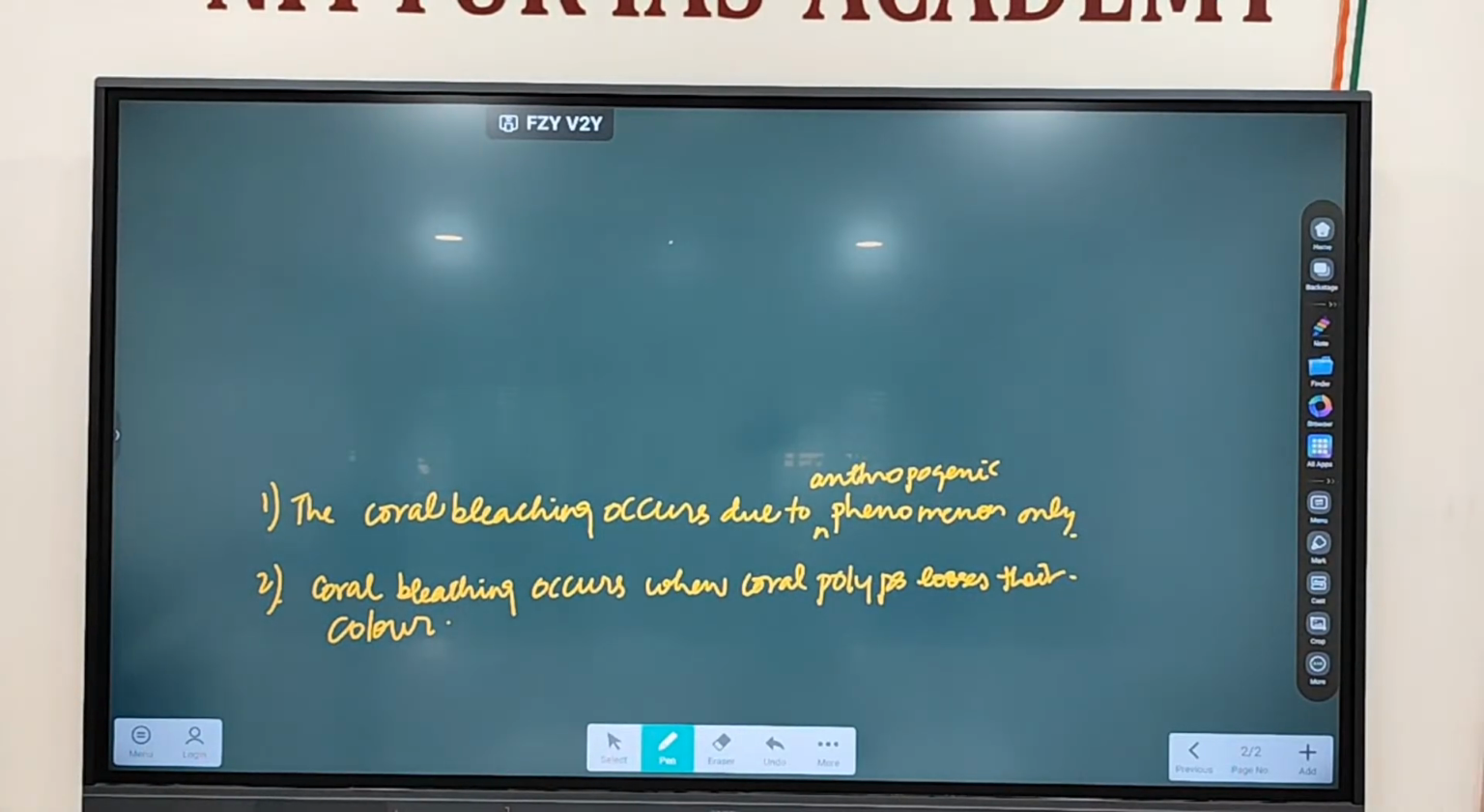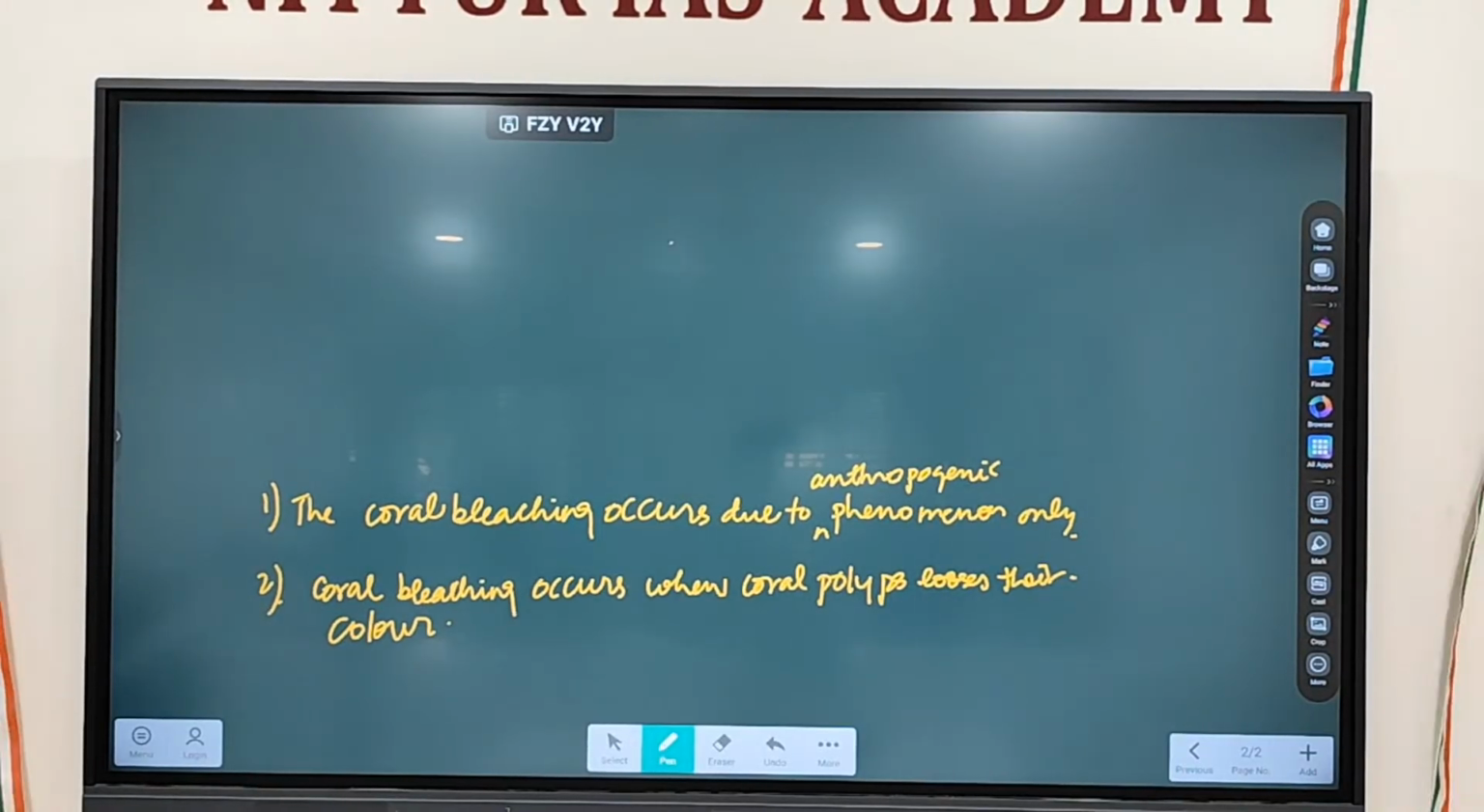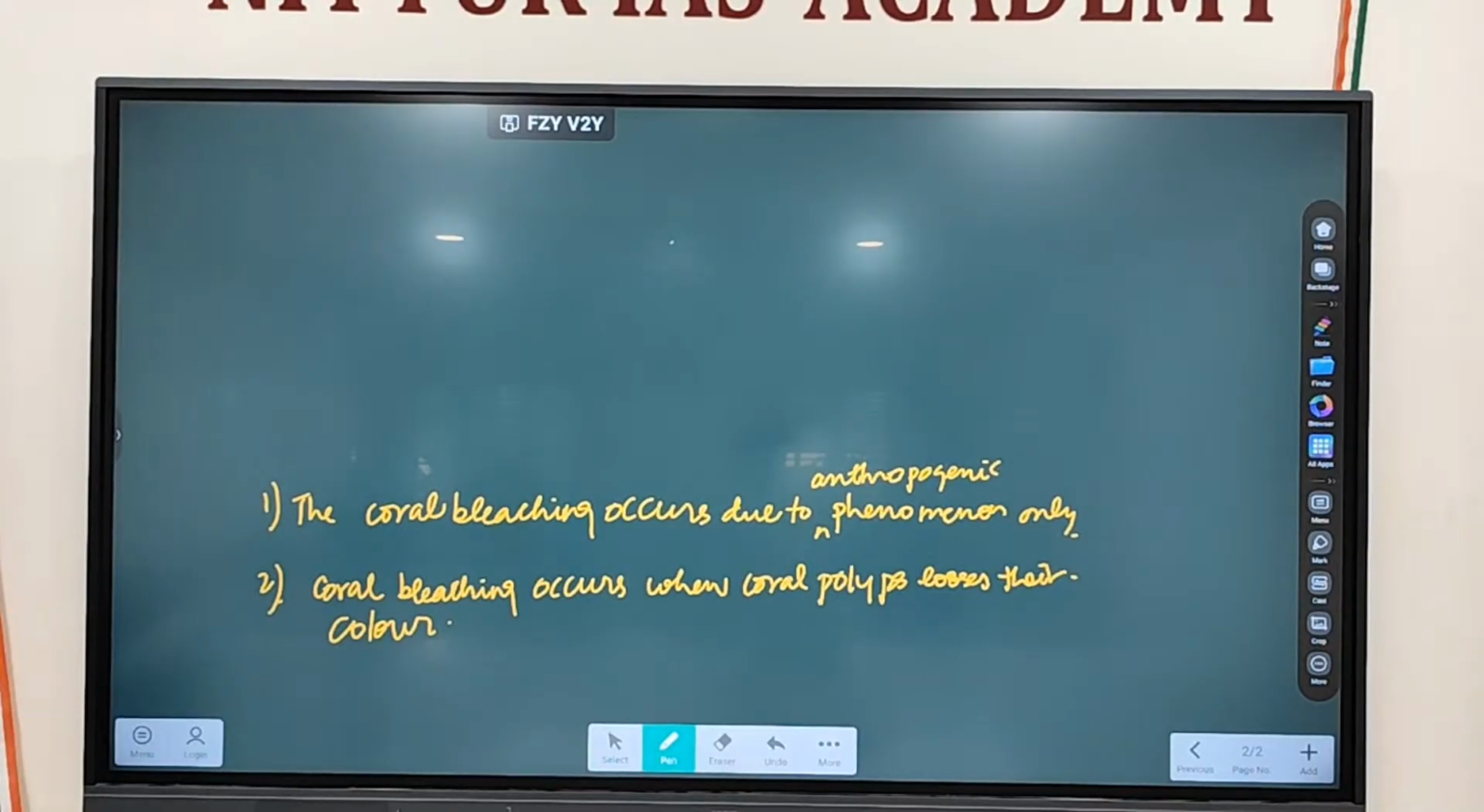Which is a correct statement? Second is correct. Okay. Anyone else? Both are wrong. Anyone else? Both are wrong.